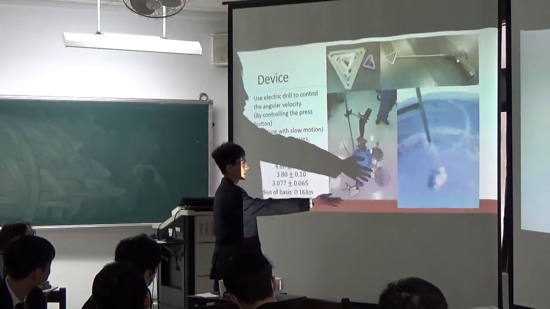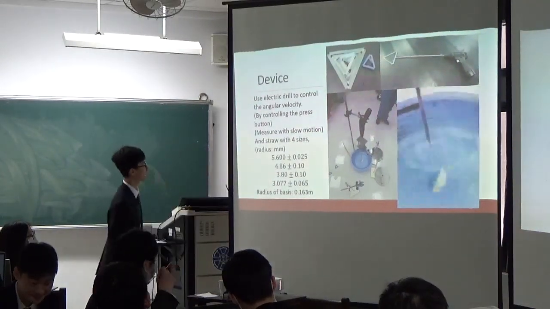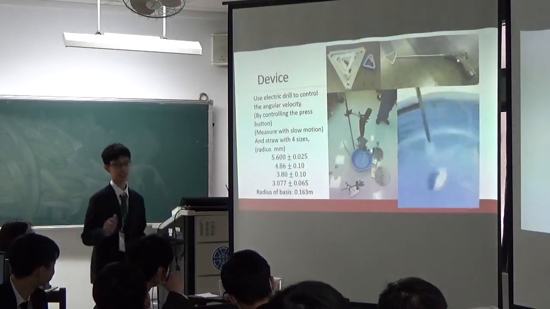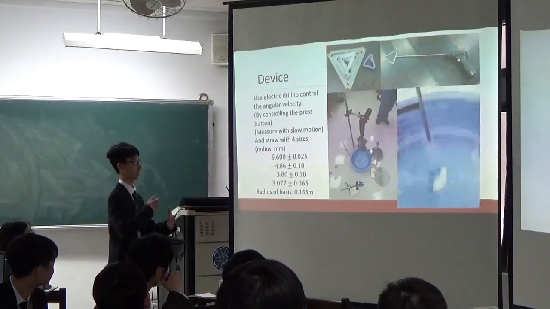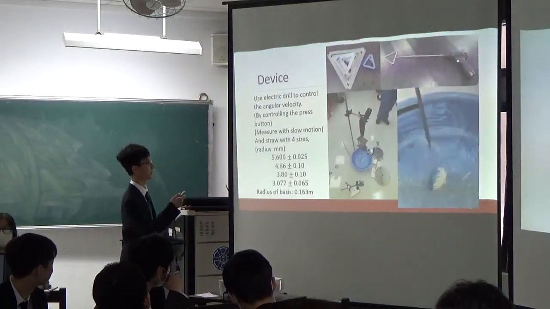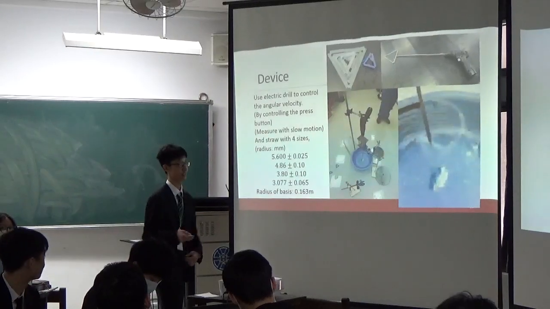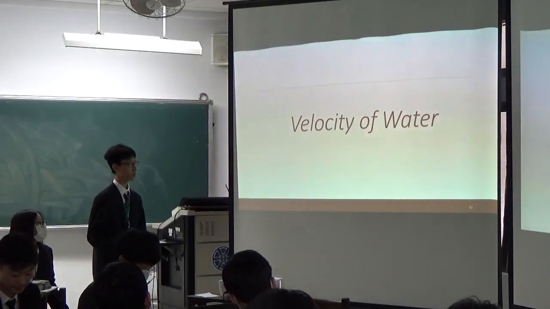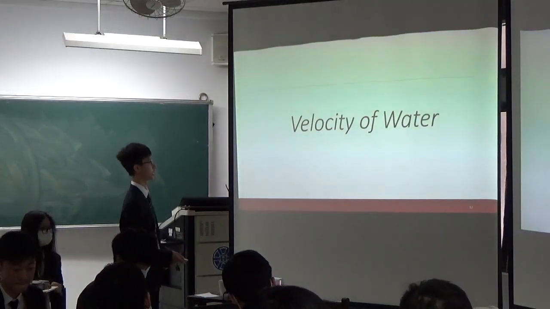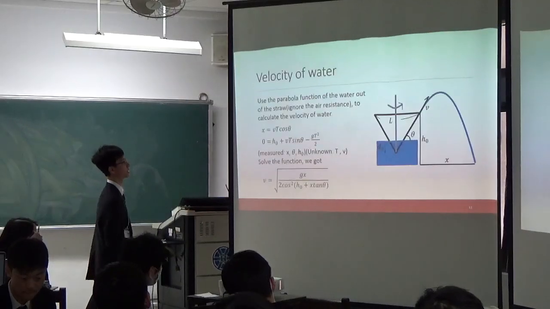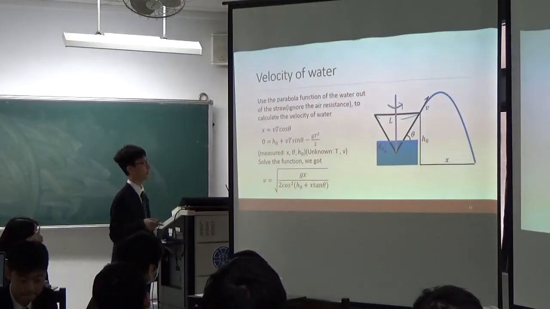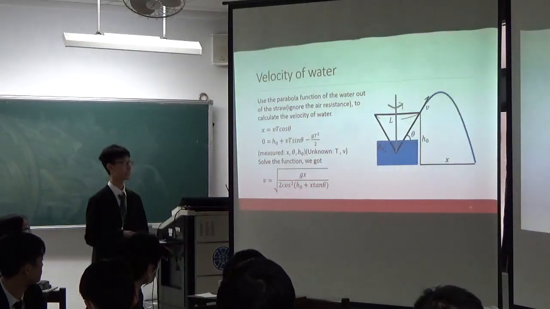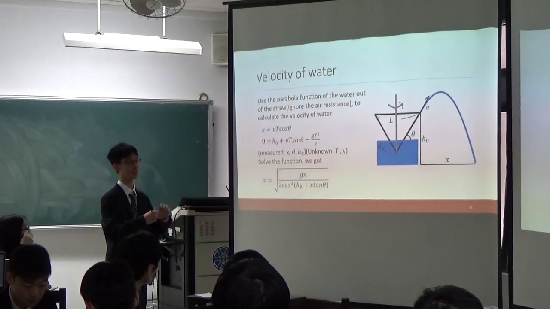And here is the video. Okay, and the angular velocity we control and measure with the slow motion taken by phone. And okay, there are 4 sides of throws, and the radius of the base is like this. Okay, we go into the velocity of the water part. We use the parabola function of the water out of the straw, ignoring the air resistance, to calculate the velocity of water shot out of the straw.